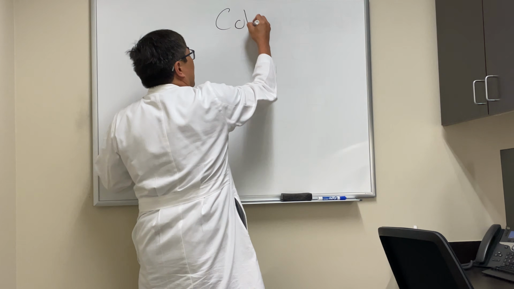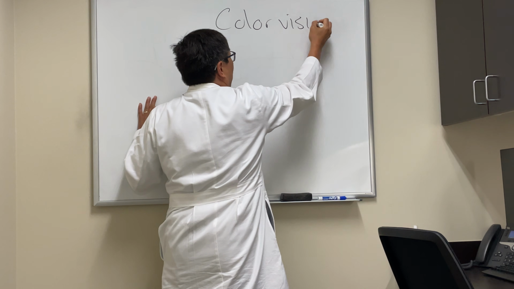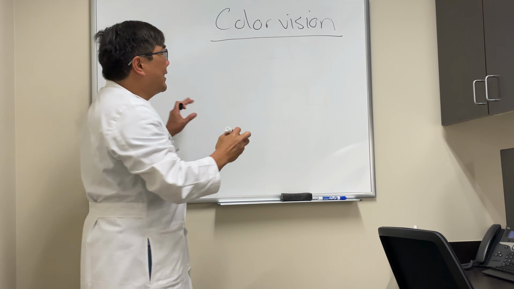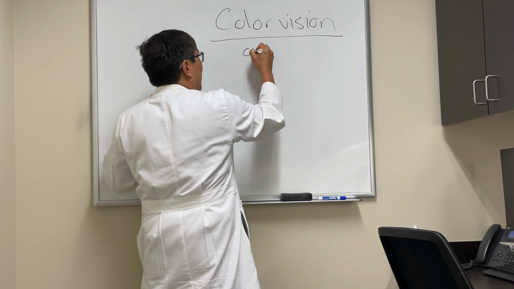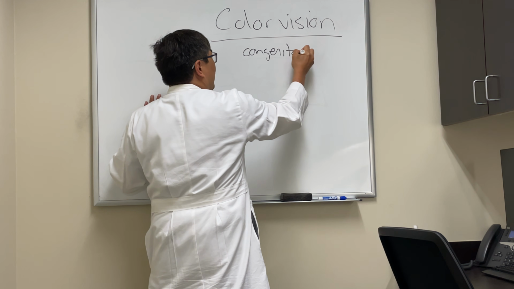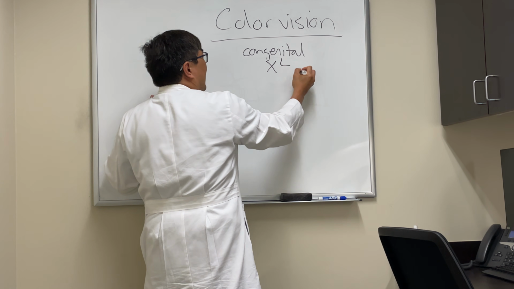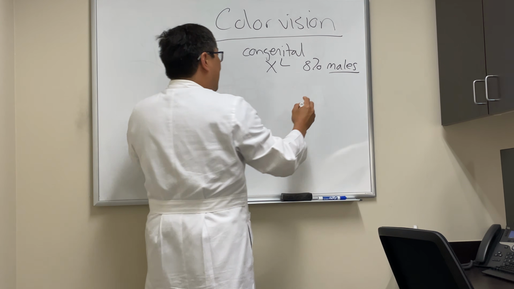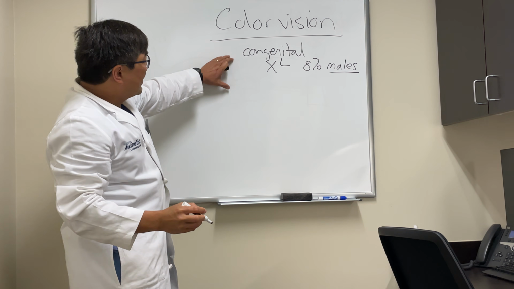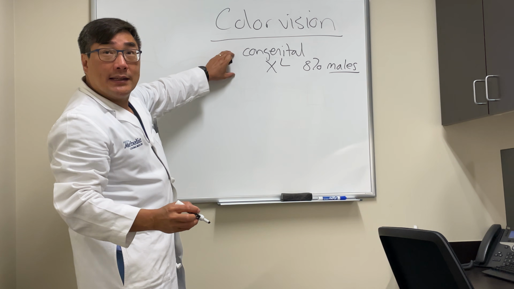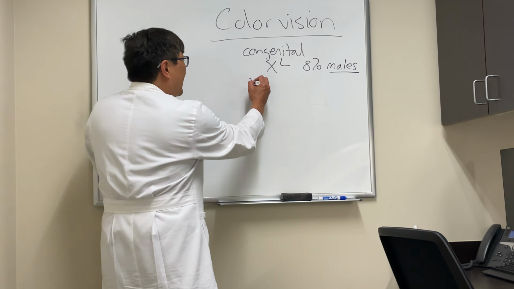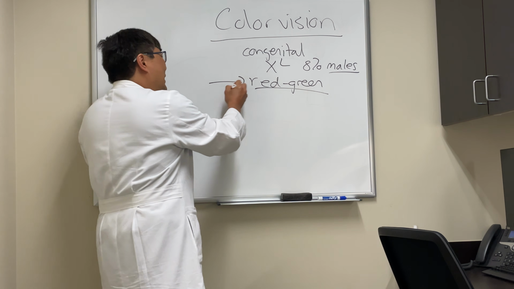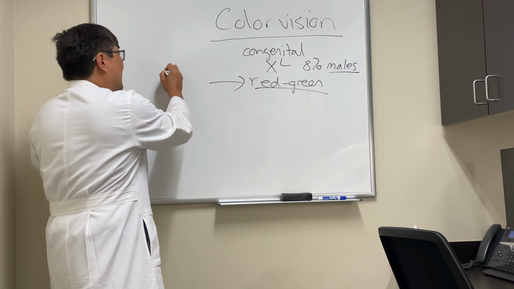So how do we use color vision testing in neuro-ophthalmology? The most common color vision deficit that we see is the congenital hereditary version, which is X-linked and affects up to 8% of males in the United States. And that causes deuteranomaly that results in red-green confusion. It's super common, and that is what the Ishihara color plates were designed to test.